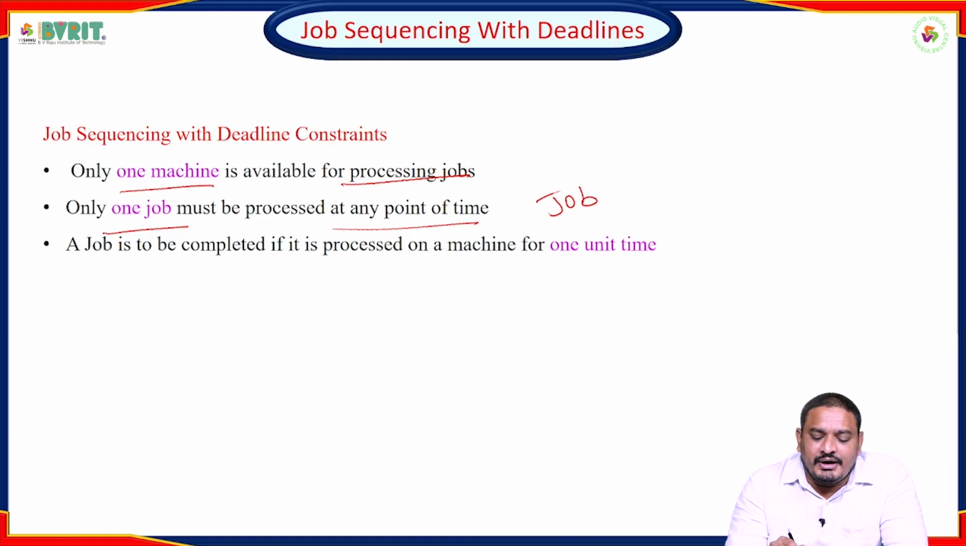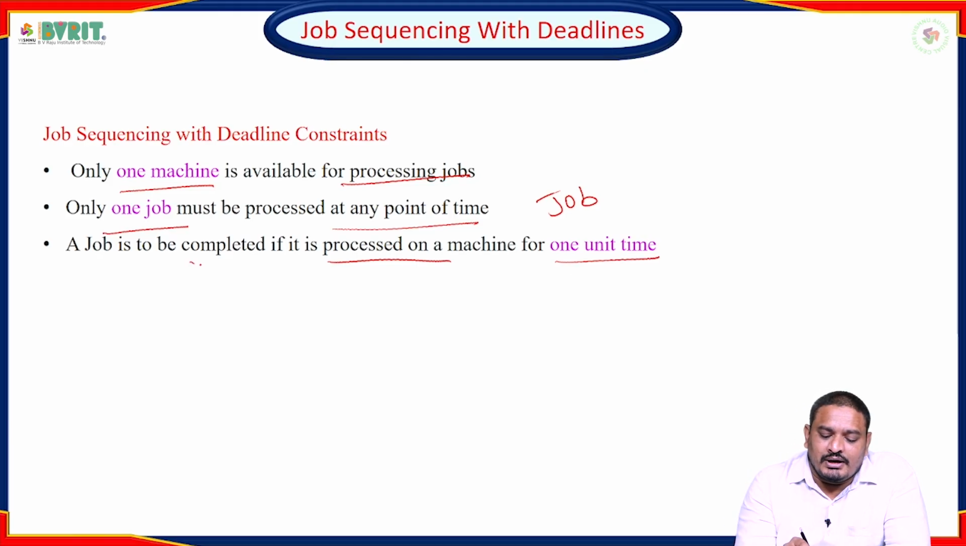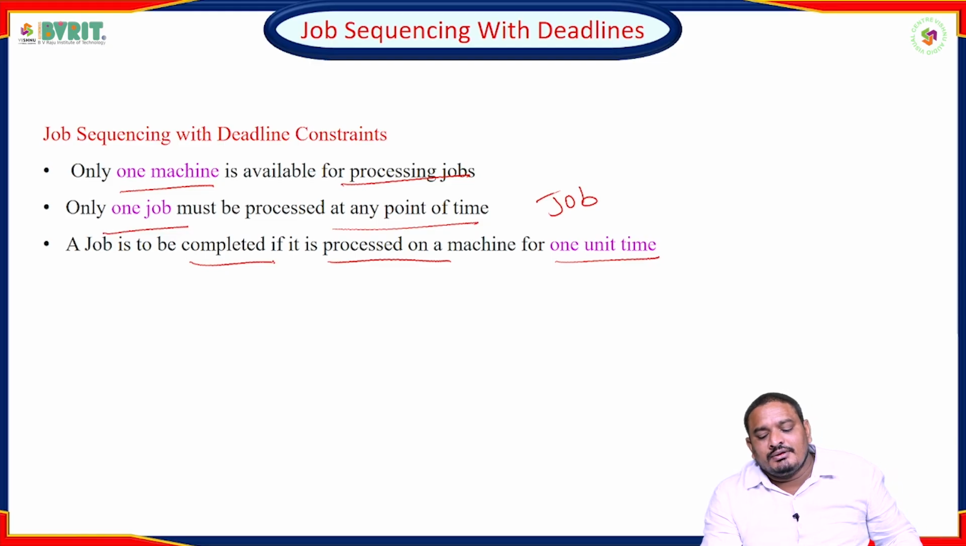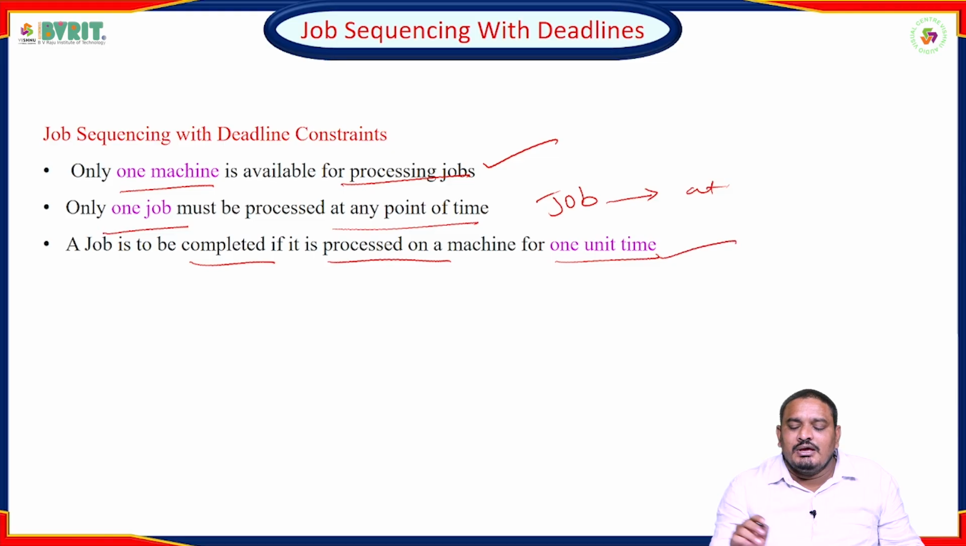A job is completed if it is processed on the machine for 1 unit of time. These are the 3 constraints: only one machine is processing the jobs, only one job is processed at a time, and each job requires only 1 unit of time to complete. These are the 3 constraints for job sequencing with deadline.